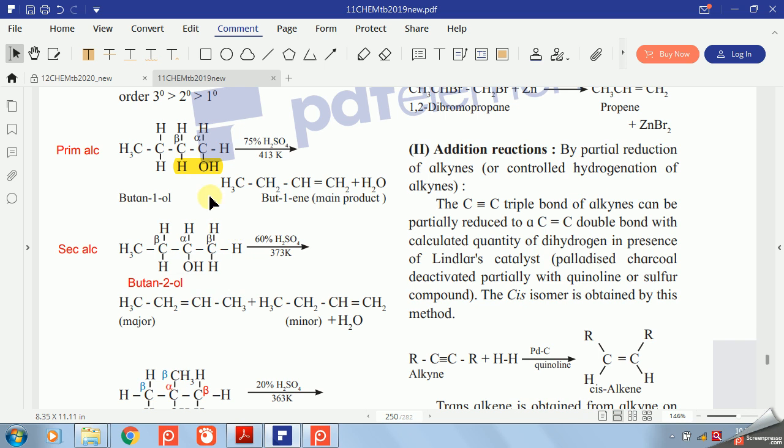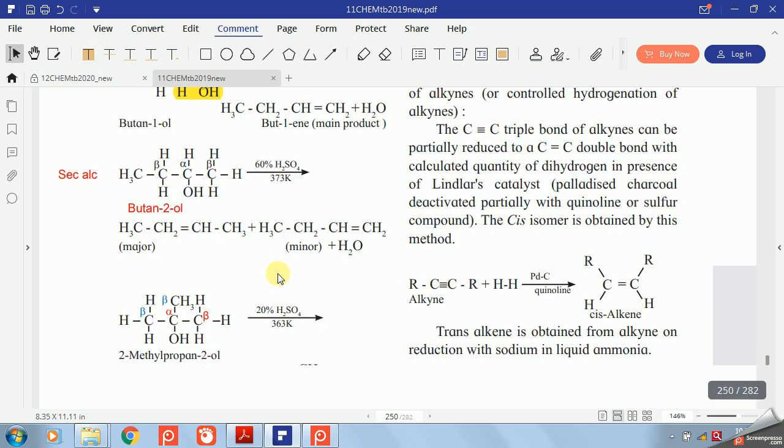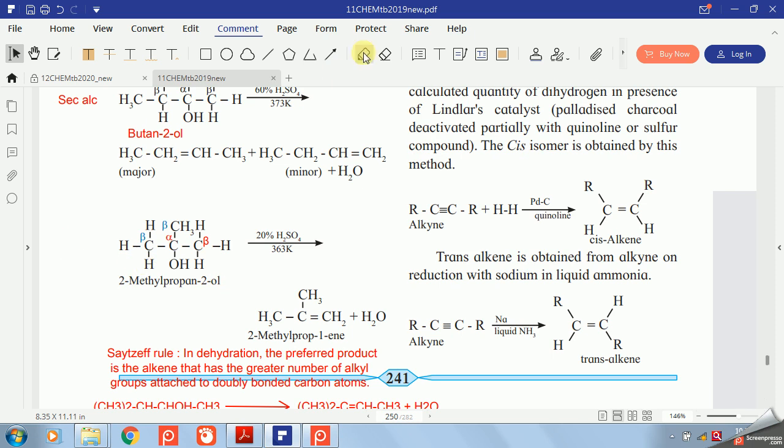So if you observe this, secondary alcohol is more reactive as compared to primary. So here in case of primary alcohol 75% H2SO4 is used, here 60% is used. Temperature is 413 and we require only 373 Kelvin. So that is the main difference. This indicates that secondary alcohol is more reactive. Then we consider the tertiary alcohol. Tertiary alcohol is more reactive as compared to that.